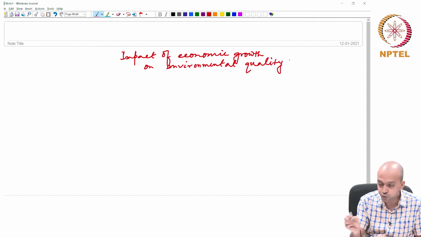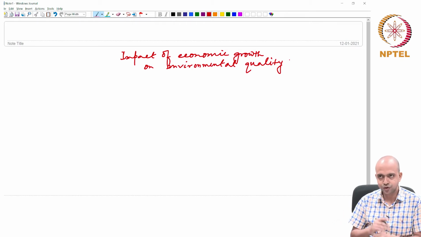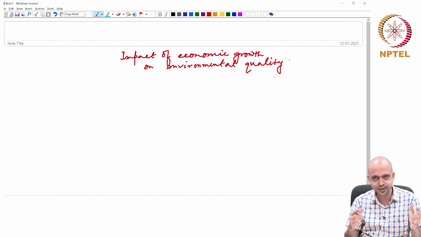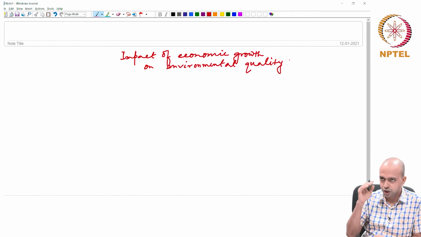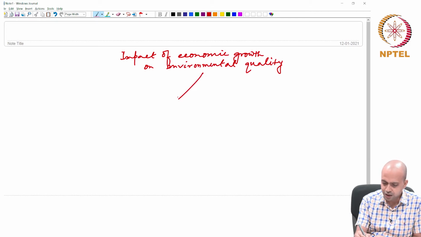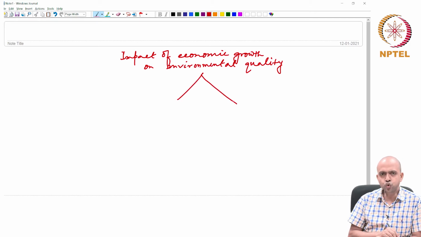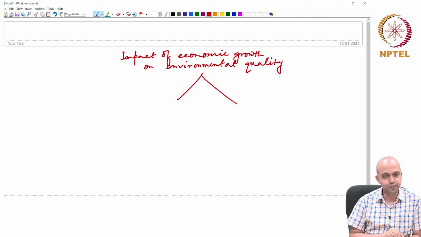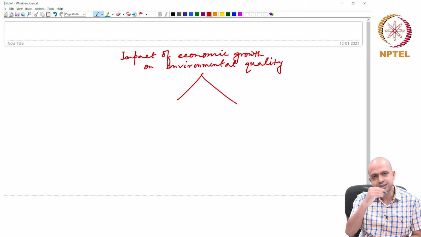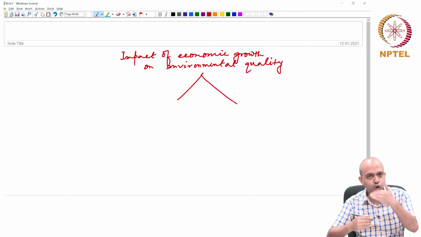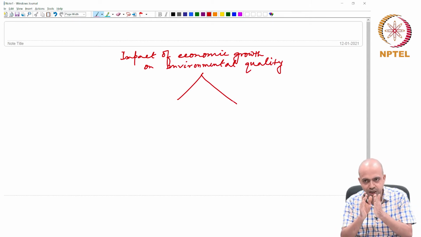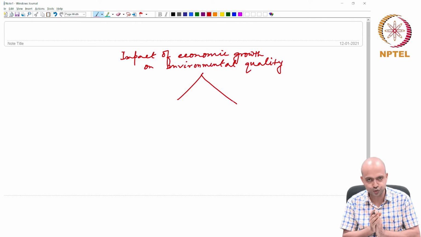So this is what we are going to discuss next. First we established that there is an interconnection between economy and the environment, and next is the impact of economic growth on environmental quality. And here, basically, two schools of thought are there. When we conceptualize the impact of growth on environmental quality, there are two schools of thought.